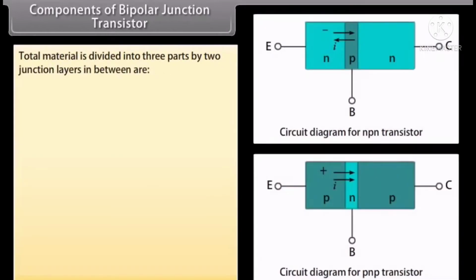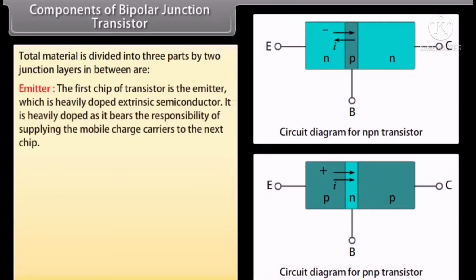Components of bipolar junction transistor. Total material is divided into three parts by two junction layers. In between are: Emitter. The first chip of the transistor is the emitter, which is a heavily doped extrinsic semiconductor. It is heavily doped as it bears the responsibility of supplying the mobile charge carriers to the next chip.